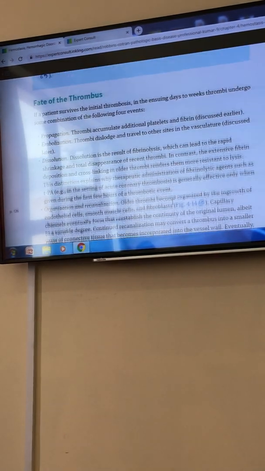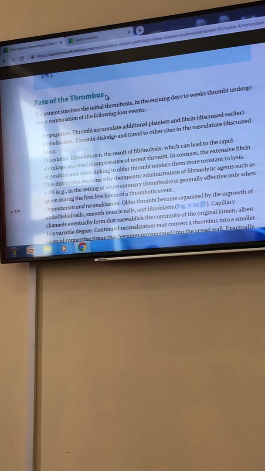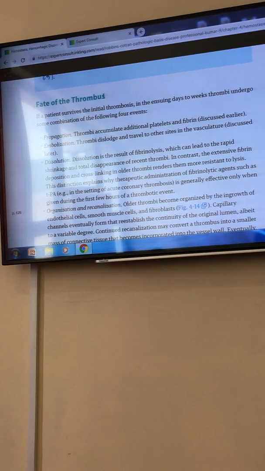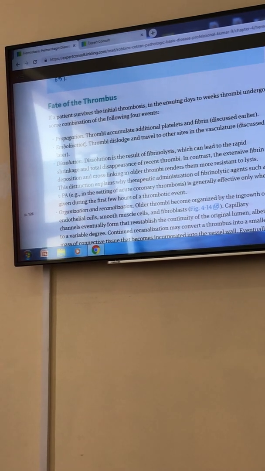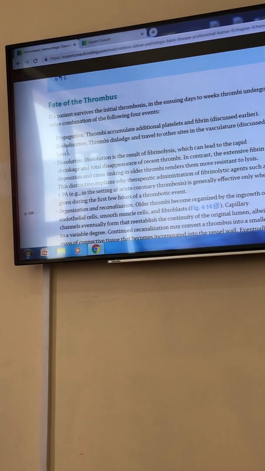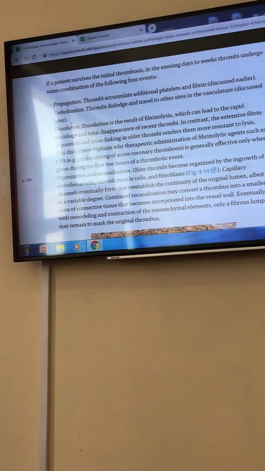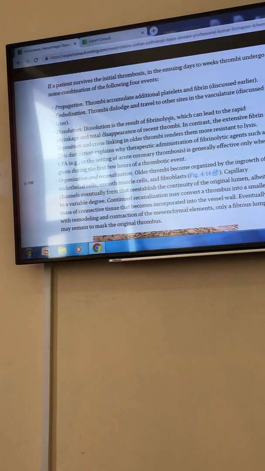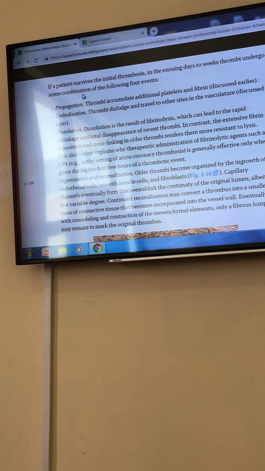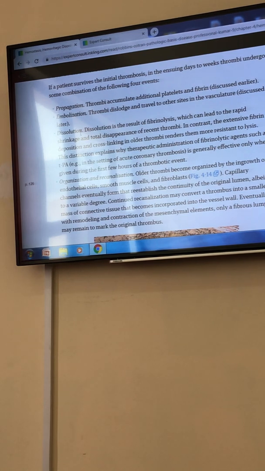What is the fate of a thrombus? It means what is the end result of a thrombus. A thrombus can grow and grow with the accumulation of more platelets and fibrin. This is called propagation. But it can also dislodge and travel in the circulation, which is called embolization. And there is also the possibility of dissolution of the thrombus as a result of fibrinolysis. So a thrombus can grow and become propagated, or embolize, or dissolve.